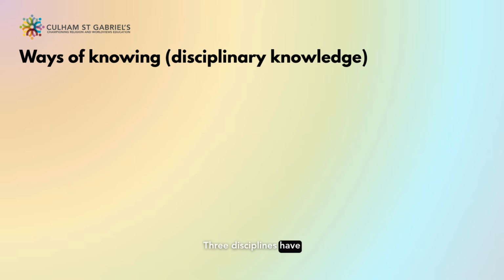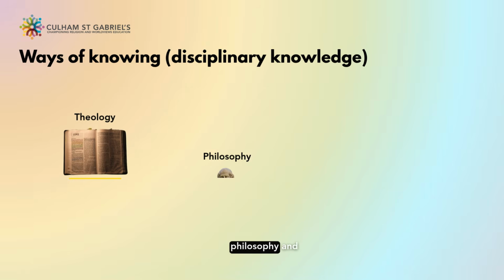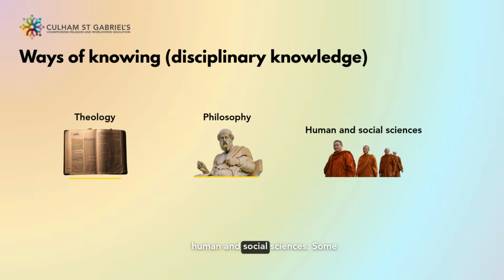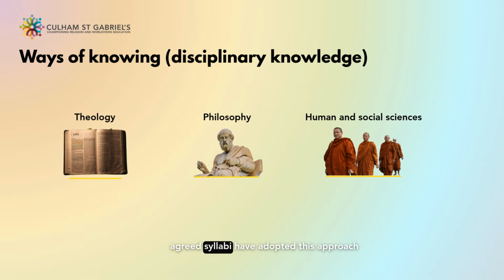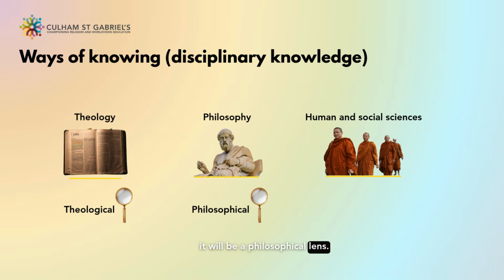Three disciplines have become prominent amongst RE educators and practitioners: theology, philosophy, and human and social sciences. Some agreed syllabi have adopted this approach. This means that in RE lessons, if the lesson adopts a theological way of knowing or disciplinary approach, you and the children will be looking at a topic through a theological lens. For philosophy, it will be a philosophical lens, and for human and social sciences, there may be varied sociological lenses.